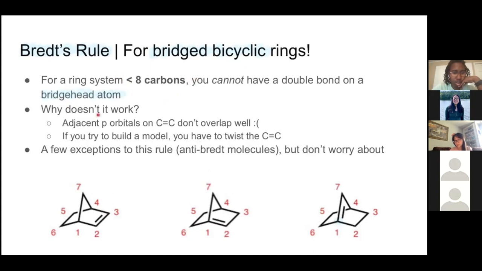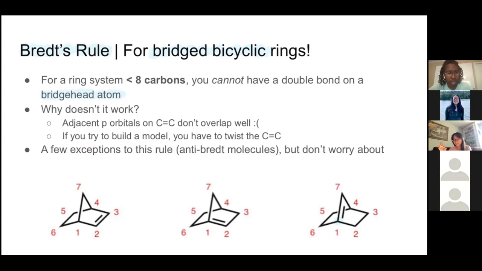And so why doesn't this work? The real reason is that when you have these adjacent p orbitals, the C to C double bond doesn't overlap super well when you have a double bond on a bridgehead atom. I think an easier way to understand this, and generally this is how the orgo teachers will show you, is that if you were to try to build this model with the double bond on the bridgehead atom, you cannot build it, like you'll have to twist it in a way that it doesn't allow you to. So the model is just going to break.